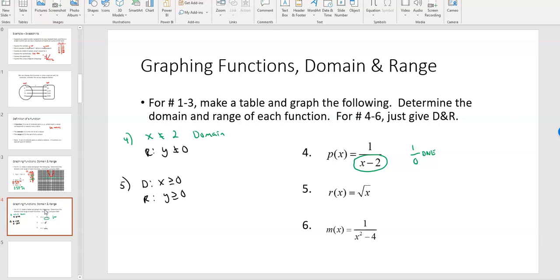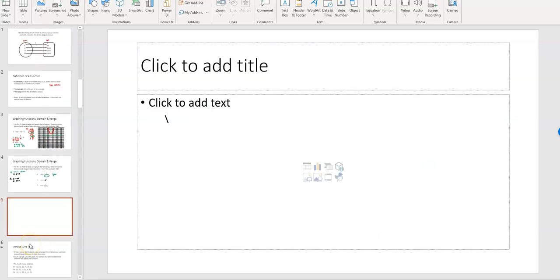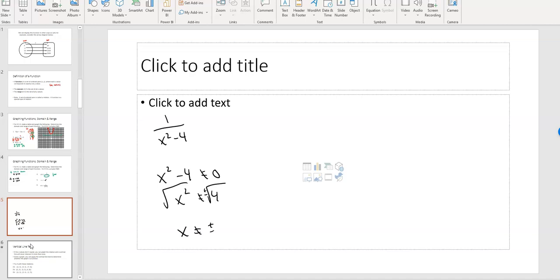All right, take a look at number 6. Again, we're at the issue of I don't want what's in the bottom to be 0. So if I have 1 over x squared minus 4, we said we don't want what's in the bottom, x squared minus 4, to be 0. So let's add a 4 to both sides. Take the square root. Remember, when you take the square root on this side, you put a plus minus. So x cannot be plus minus 2. Meaning that for the domain, my domain are x values as long as they're not negative 2 or positive 2.